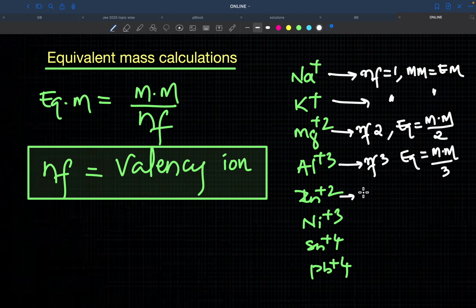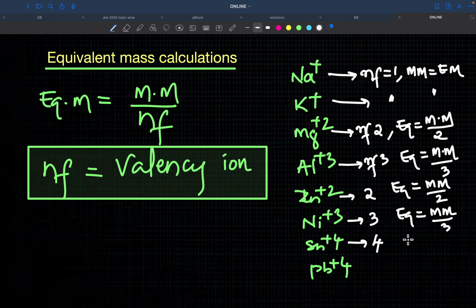So Zn+2, n factor is 2. So equivalent mass equals molar mass over 2, right? So Ni+3, n factor is 3, equivalent mass equals molar mass by 3, and Sn+4, n factor is 4, so equivalent mass equals molar mass by 4. Even lead is also 4, so equivalent mass equals molar mass by 4. We just divide it and calculate, and plug it in there. So this is how you calculate for simple cations.